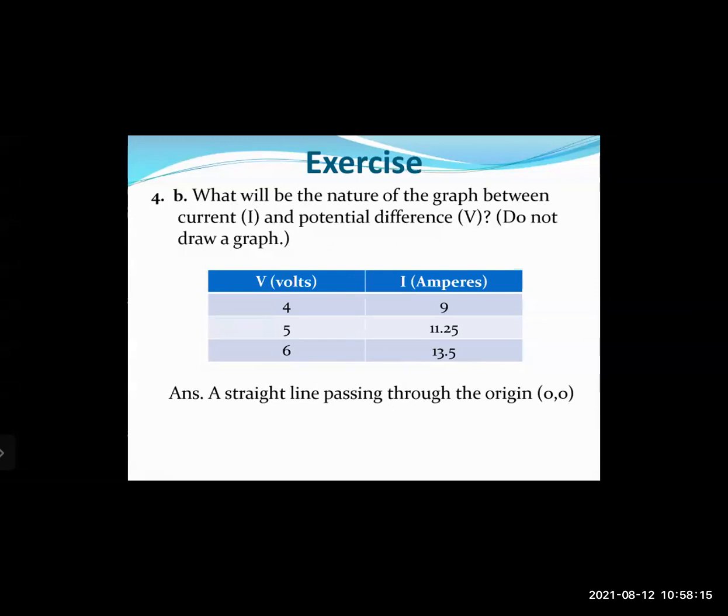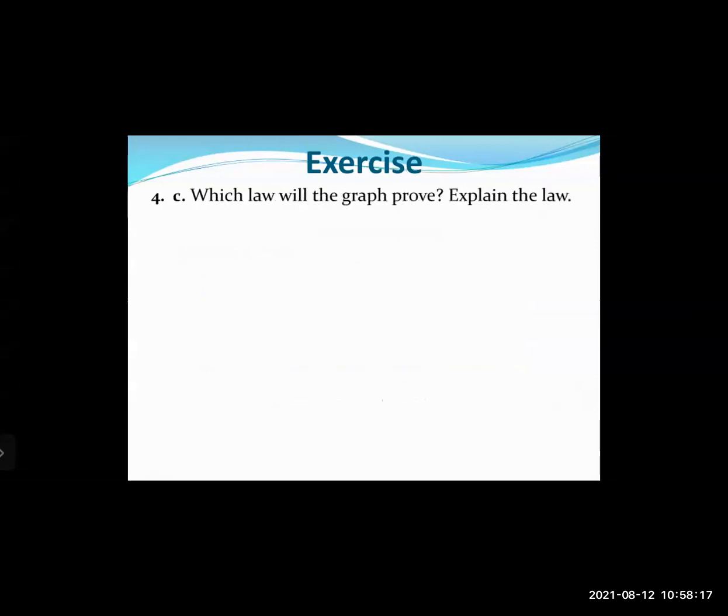It is a very important concept. This proves the concept of Ohm's law. That is what the next question is. Which law will the graph prove? When you get the graph of current versus potential difference, which passes through the origin as a straight line, which law will the graph prove? And we will have to explain the law. So let us write down: the graph will prove Ohm's law.